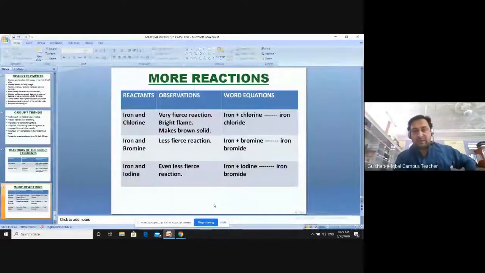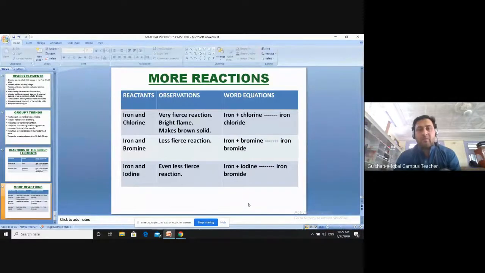Just as we have seen, when iron was reacted with chlorine, it was a much faster reaction. You have seen that, and a brown solid was formed. So when iron plus chlorine combine together, they form iron chloride. The reaction will be asked from you: write down the reaction between iron and chlorine. The product is iron chloride.